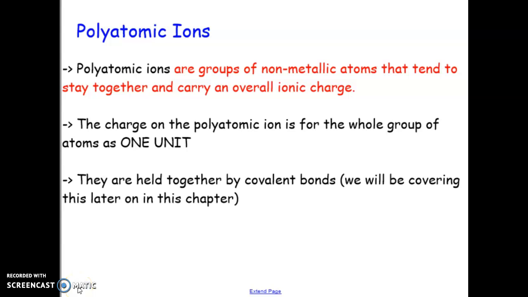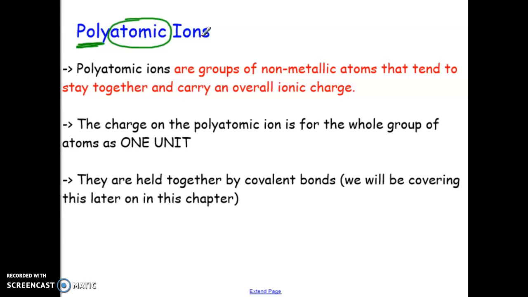Okay, so today we're looking at a continuation of ionic compounds, but we're actually looking at a new type of ion that we haven't seen before, called a polyatomic ion. The term poly means more than one, and atomic means atom. So a polyatomic ion is an ion that is made up of more than one atom.